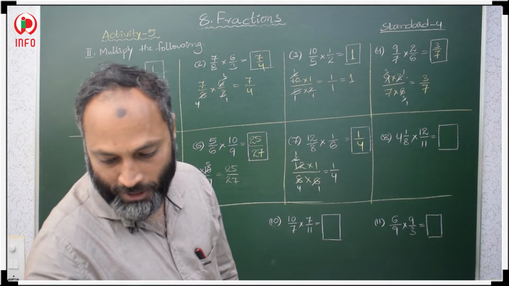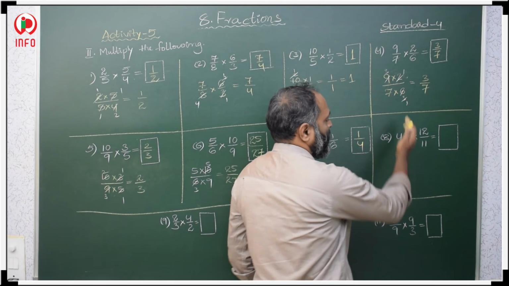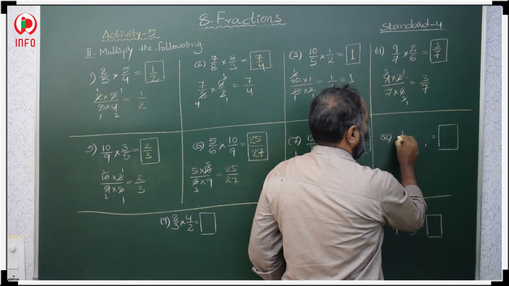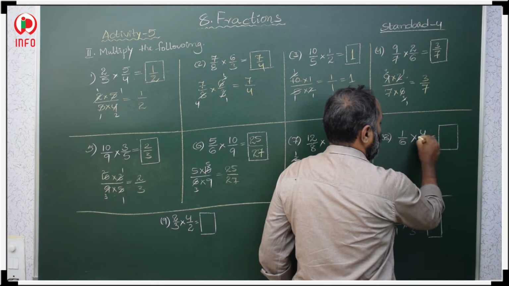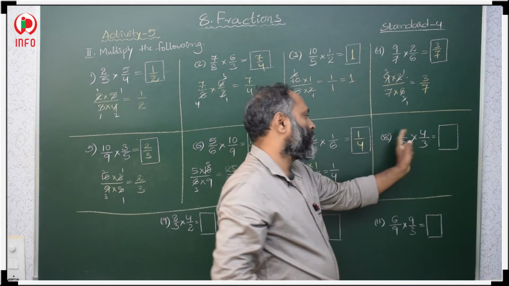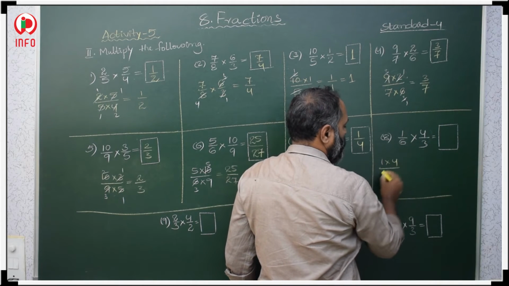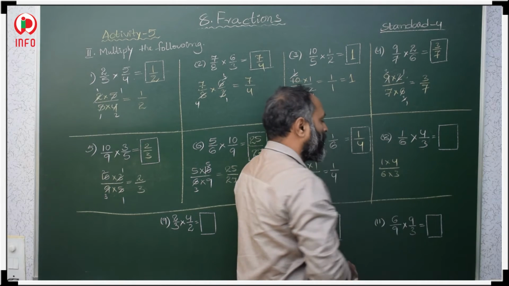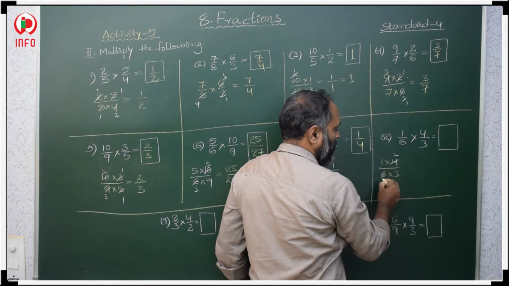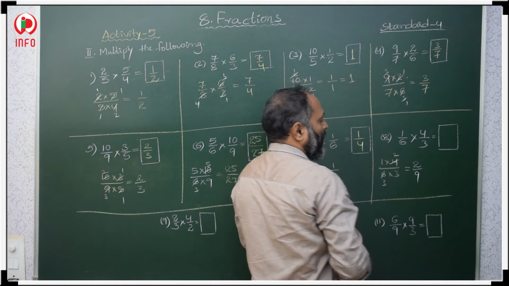So what is our 8th question? 1 by 6 into 4 by 3. Now here, numerator with numerator we have to multiply, 1 into 4, 6 into 3. These two have common factor 2: 2 twos are 4, 2 threes are 6. It means 1 twos are 2, 3 threes are 9. 2 by 9.